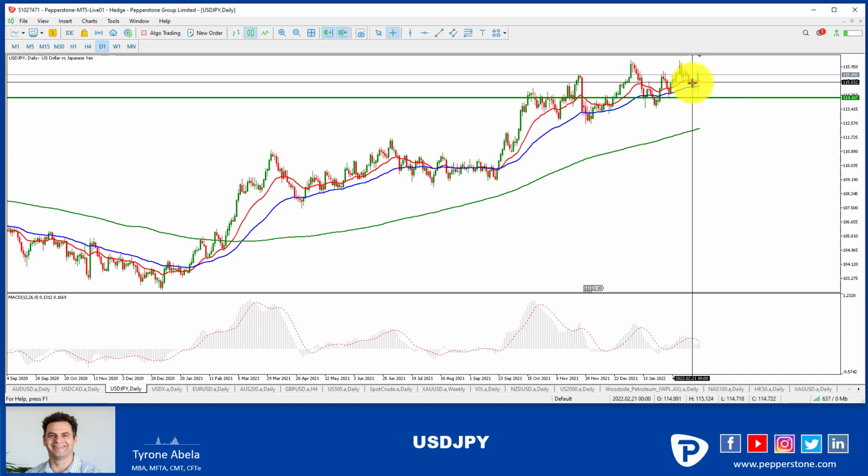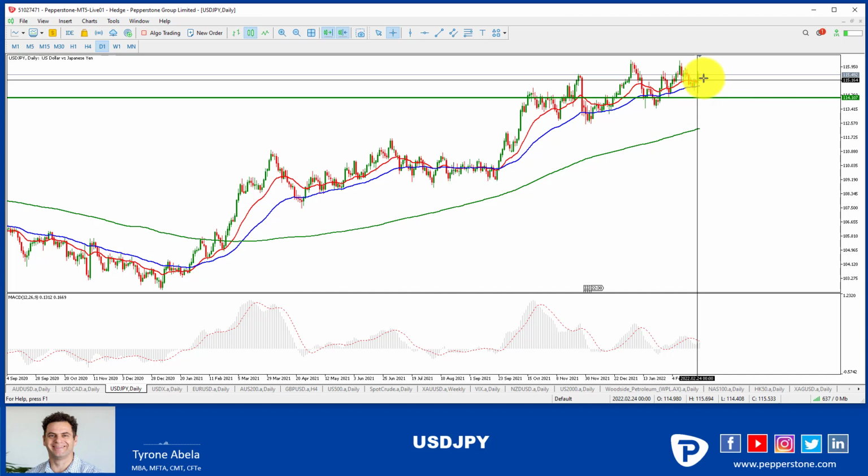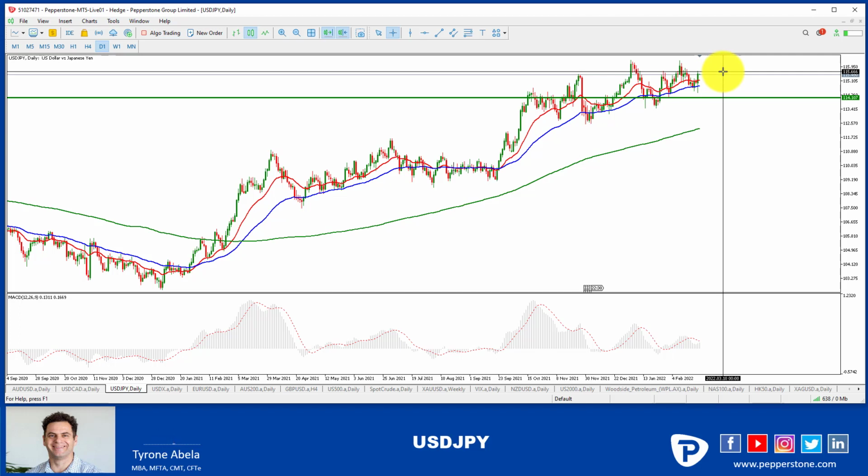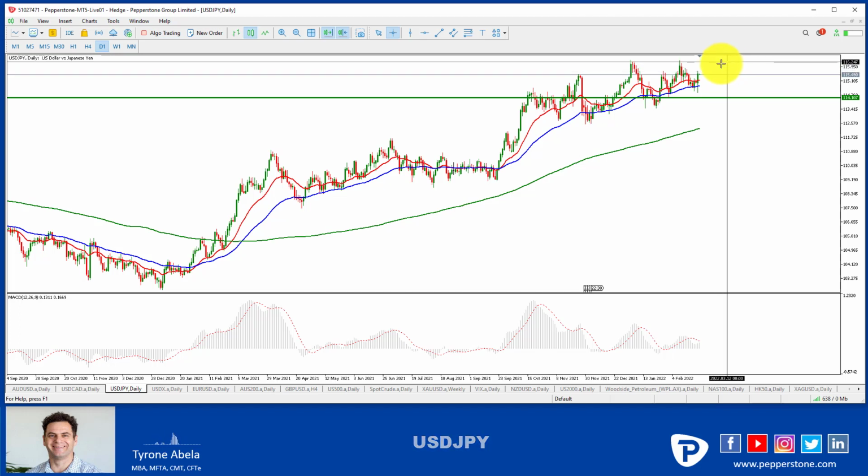So, the one we need to be looking for, we want to be targeting a break above the 115.50. If we get a break above that, we can start aiming towards the previous highs. Okay, so that's how we're going to play the yen.